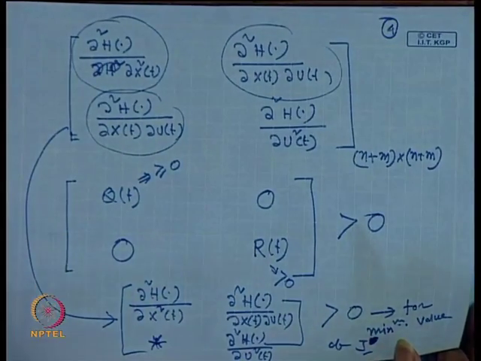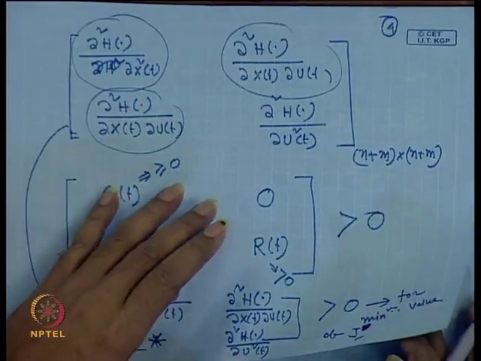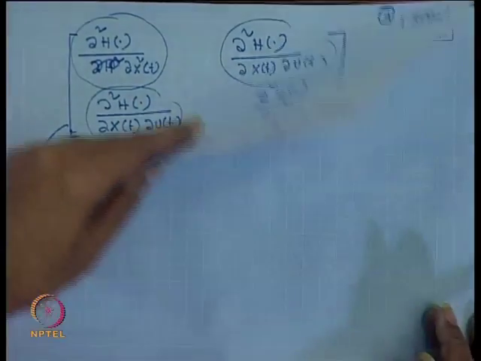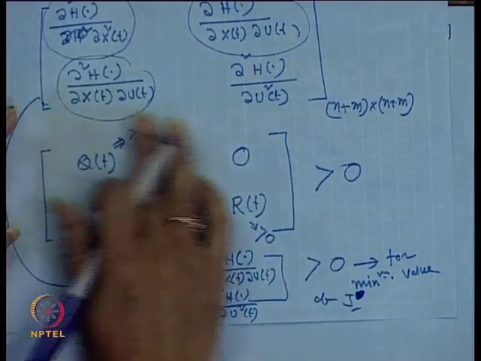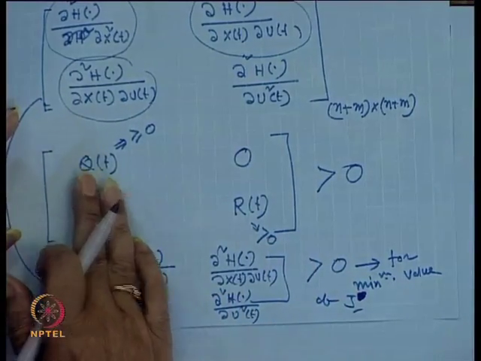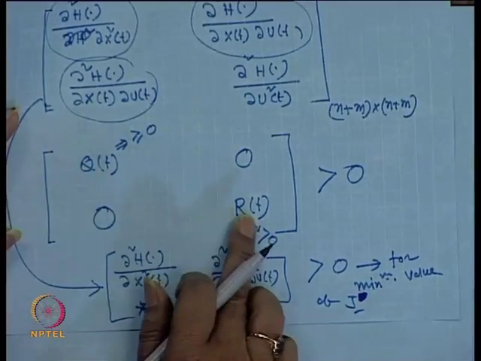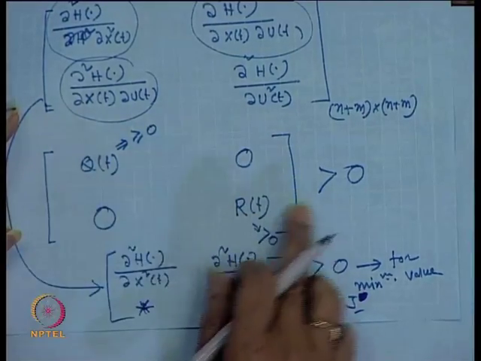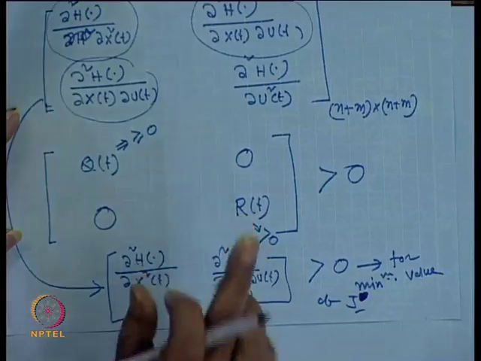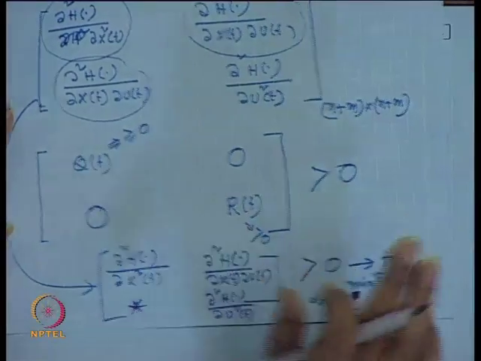So, if you select q is positive semi-definite and r is positive definite, this ensures that we will get the minimum value of the functional. If you see this expression, it is enough, more stress you can give it, in order to become positive definite, r must be a positive definite, this is enough.